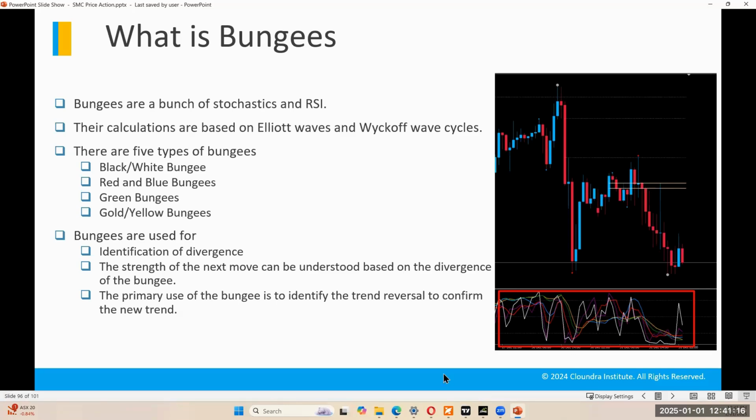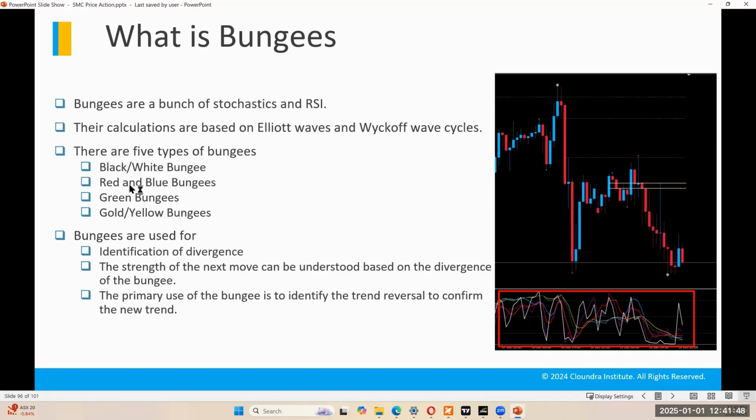Now, the momentum of the prices and the momentum of the bungees are not related. Sometimes you can see that the black bungee is coming from the upper reversal zone to the lower reversal zone, but the price movement is very minute. So you need to remember that you can't simply trade based on the bungee's movement, because the relative move in the price is sometimes very minor.